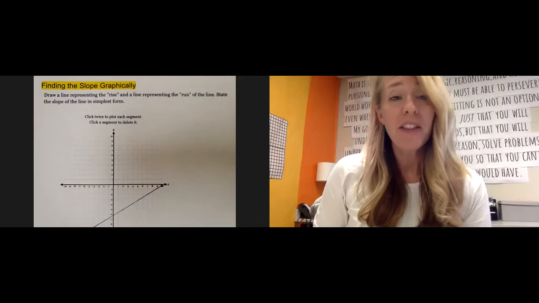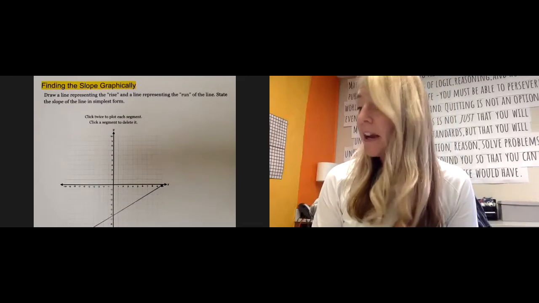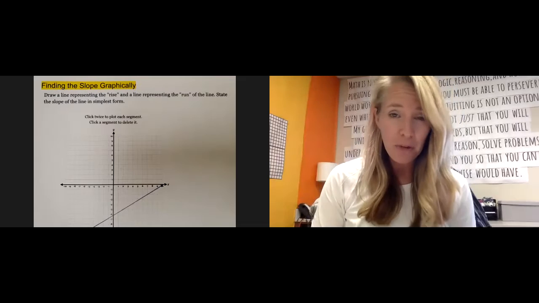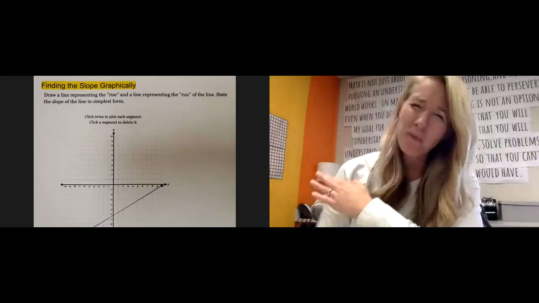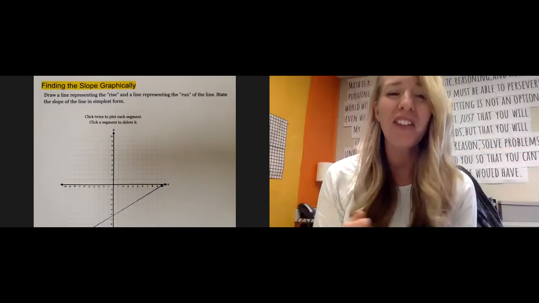This topic on Delta Math is finding the slope graphically. Okay, again, we're comparing two pieces of information. We've got one number line and another number line. I say that all the time because it's what we constantly are doing in 7th and 8th grade.